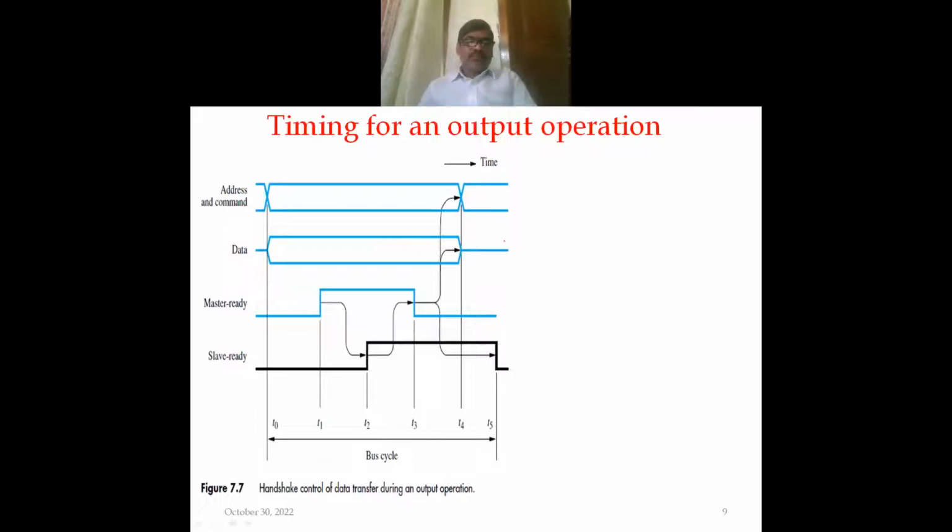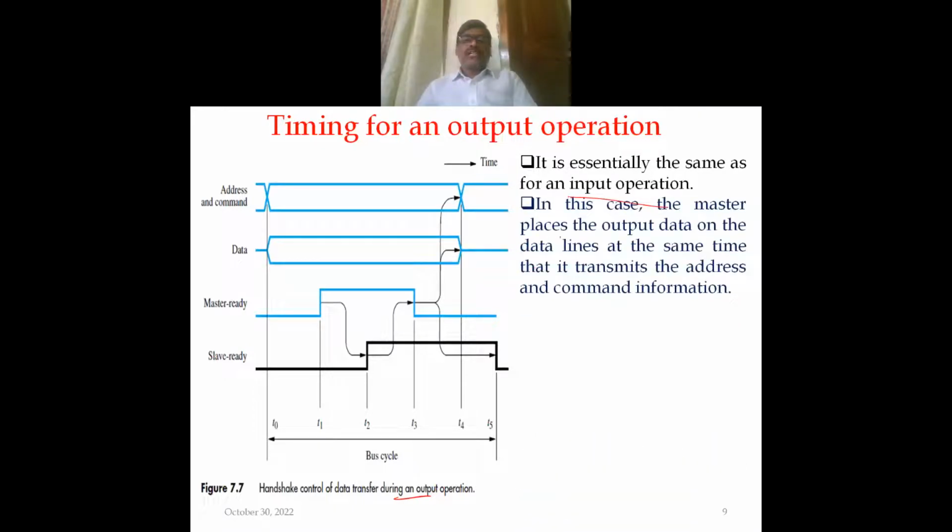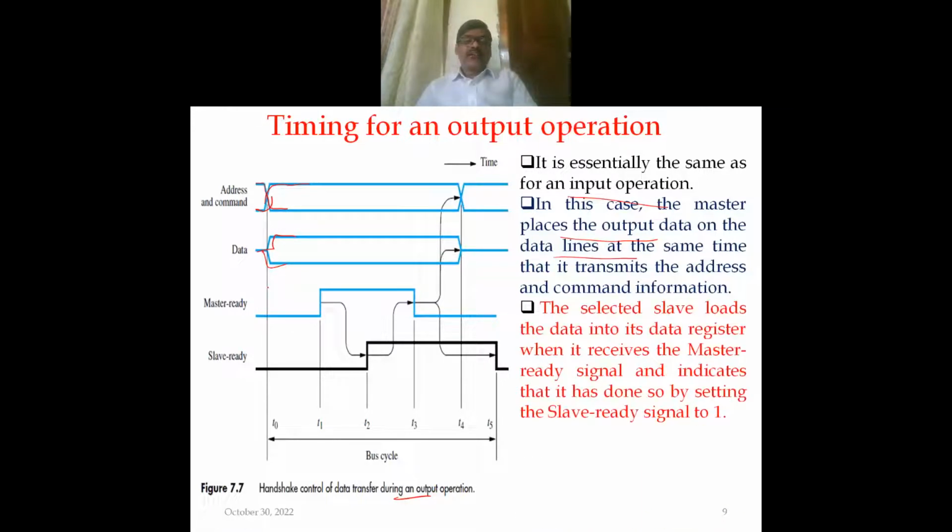So timing for an output operation, how can it be done? It is essentially the same as an input operation. In this case the master places the output data on the data lines at the same time that it transmits the address and command information. So during this clock cycle T0, address and command information is placed by the master. Similarly, the master is also placing the data during this T0 time.